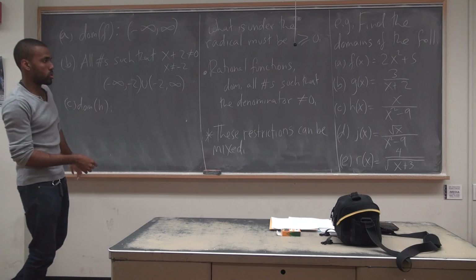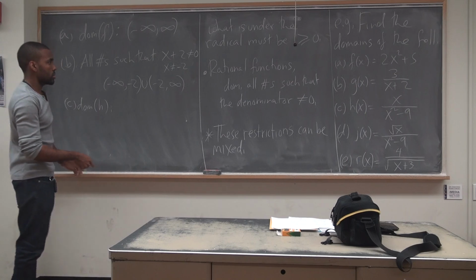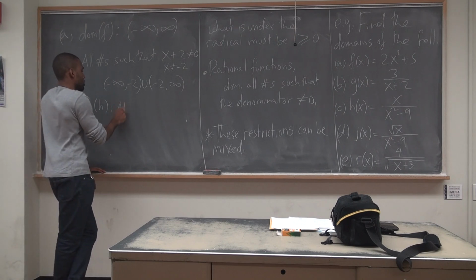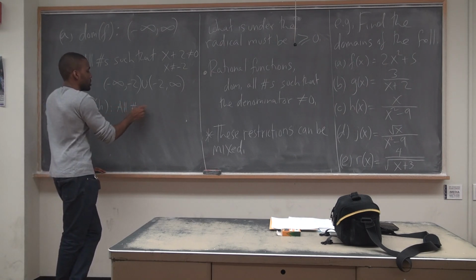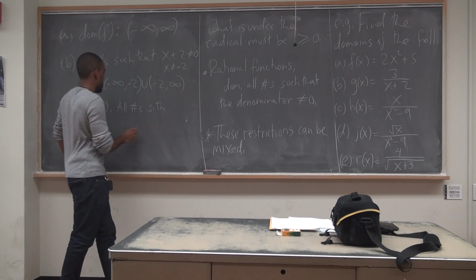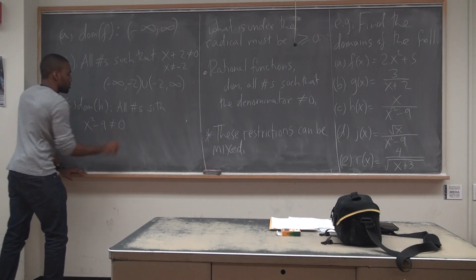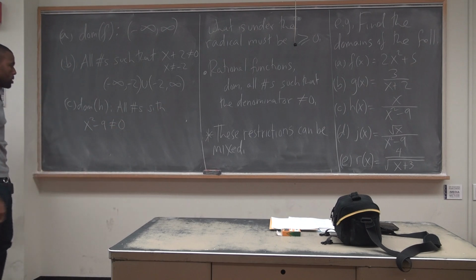For C. Well, what do we want? We want all numbers such that x squared minus 9 is non-zero, right? So how do I make sure that's non-zero? What are my possible solutions?